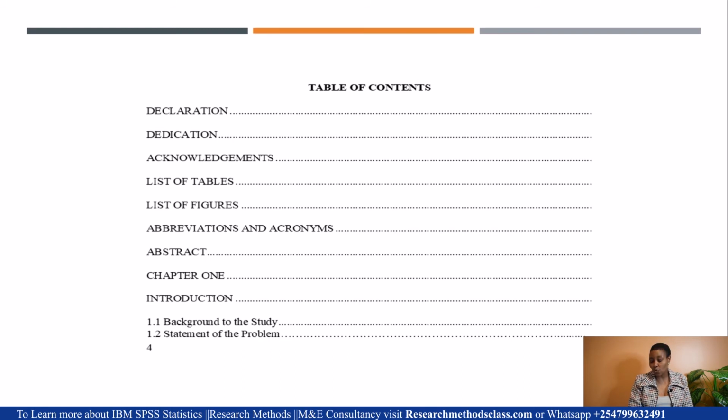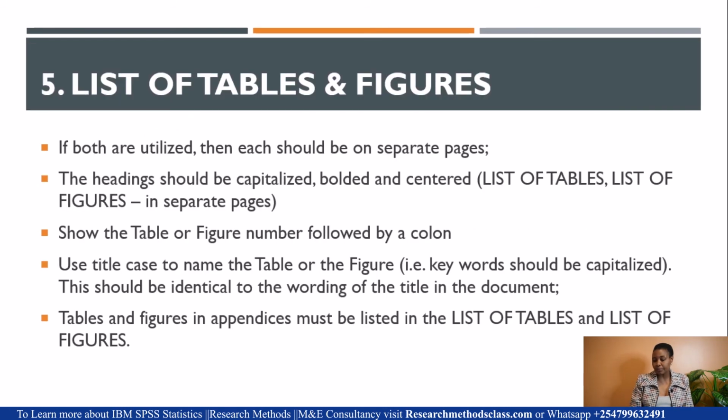For instance, what we have. So note we have said it is only the title, table of contents, that is bolded, capitalized, and centered. All the others are not bolded. And you can see the title introduction is level 1, but when you come to background to the study and statement of the problem, that is level 2. So between the sub levels, or from level 1 to level 2, you can use single spacing.